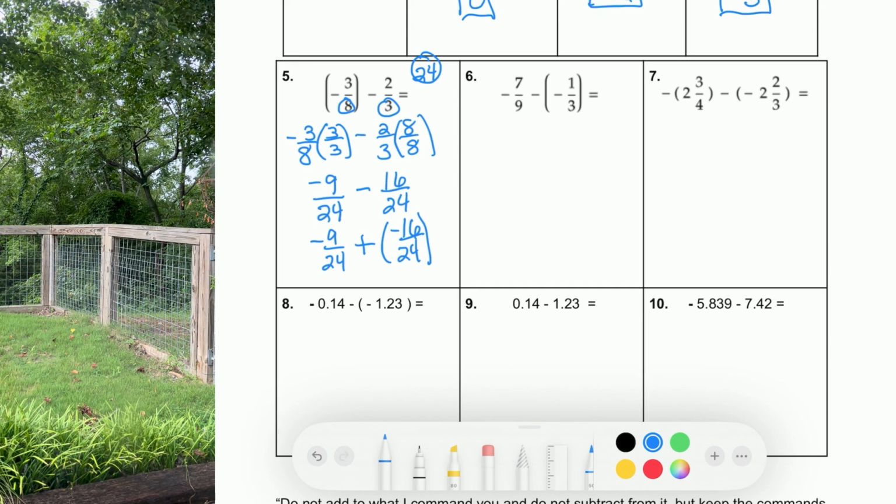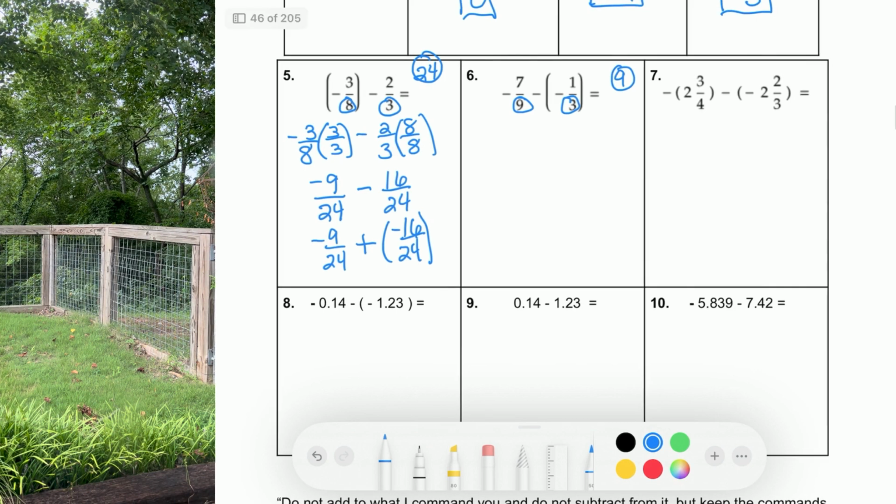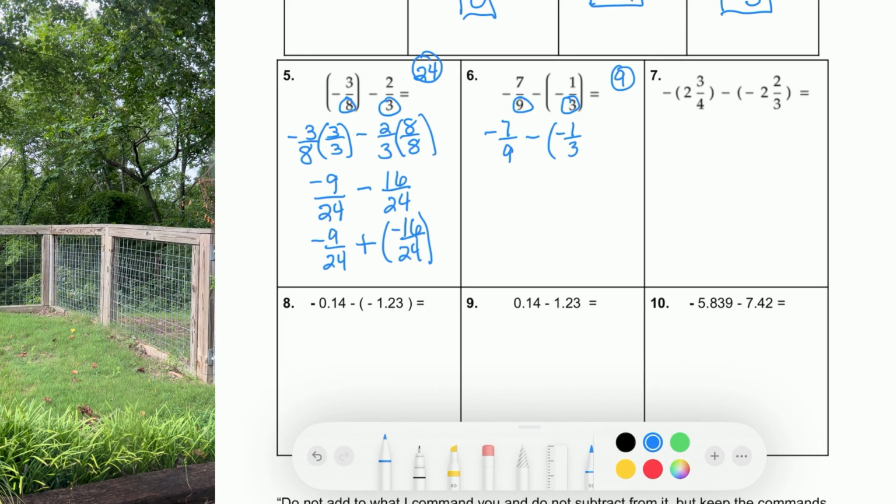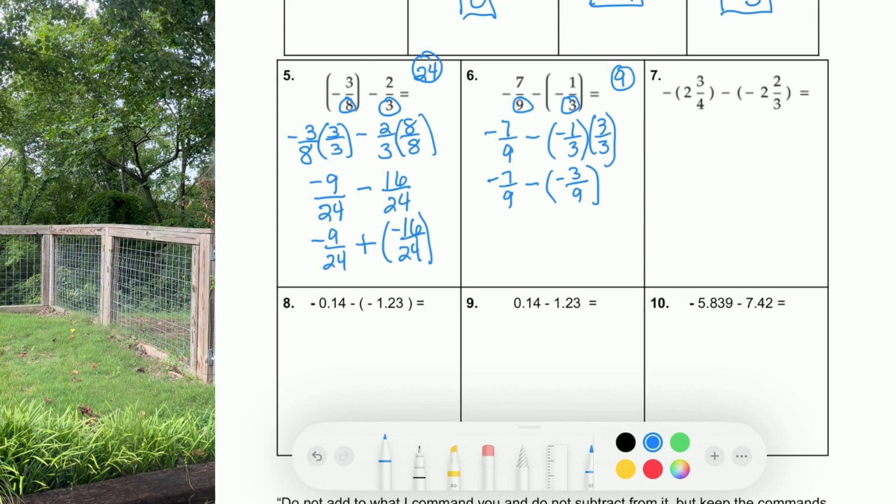All right, so let's look at this next one. Again, we need common denominators. Well, both of them can be factors of the denominator of 9. So I don't have to change the first one, yay, it stays the same. But I do need to change the second one. I'm going to multiply it by 3 over 3 so that we can get a denominator of 9. Negative 7/9 minus, now I have a negative 1 times a 3. That's a negative 3. 3 times 3 is 9.